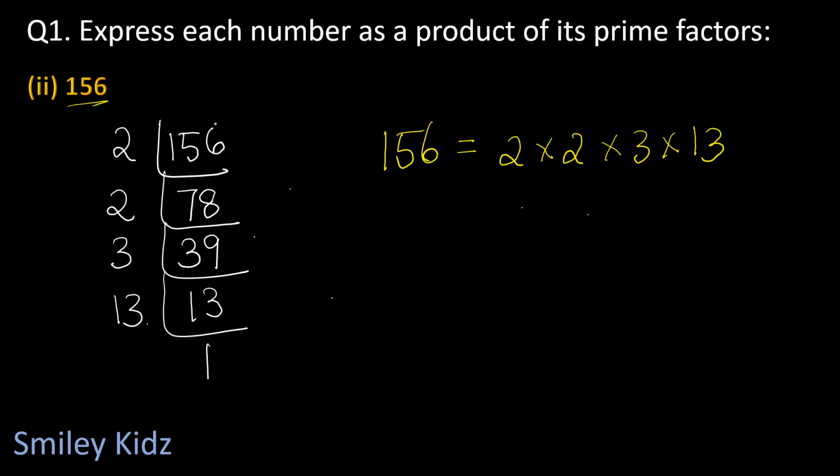Now come on, tell me what this is. It is nothing but 2 square times 3 to the power of 1 and into 13 to the power of 1. It's not required to mention the power of 1 since it means the exact same thing. Therefore, the prime factorization of 156 is 2 square times 3 times 13.